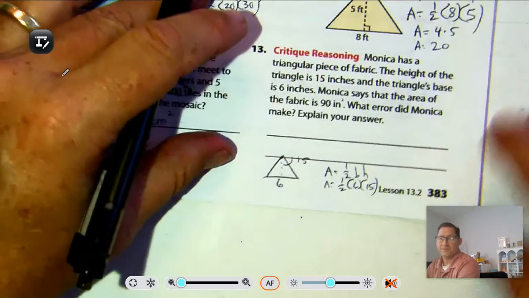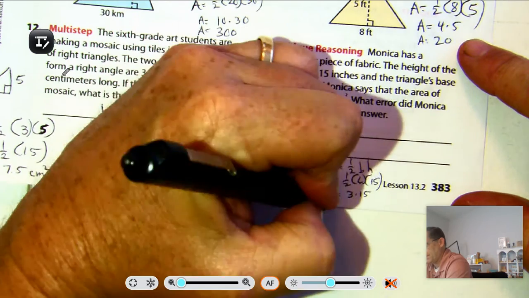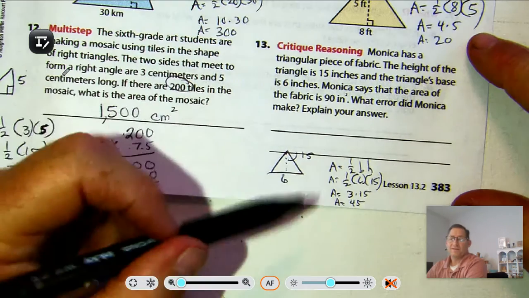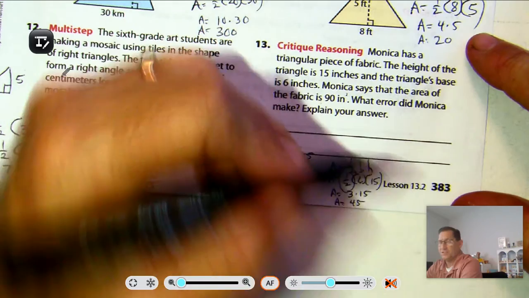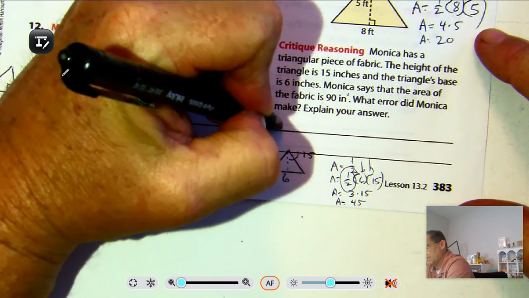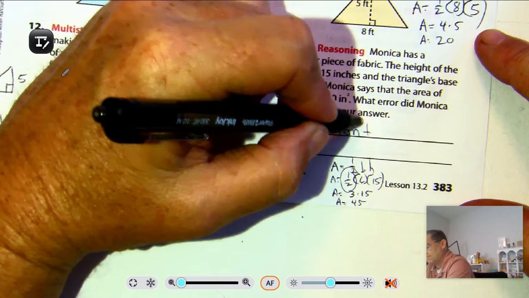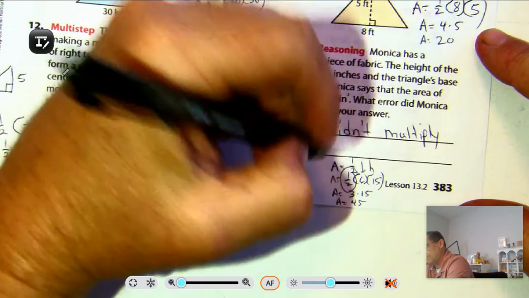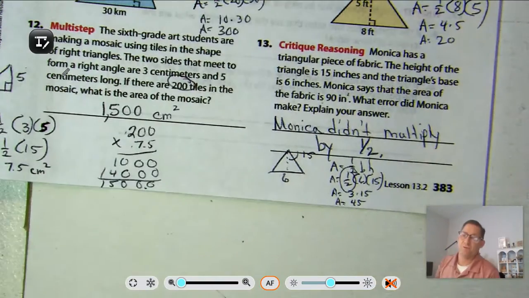Okay, we're substituting the dimensions. Half of 6 is 3. 3 times 15 is 45. Oh, hers is twice as big as ours. So what did she forget to do? She didn't do the half part. She didn't multiply by 1/2.